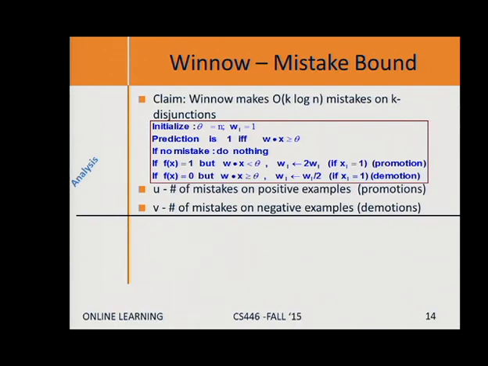In order to count how many mistakes, I'm going to split the count into two parts. The first one, I'm going to count how many mistakes it makes on positive examples, how many promotions the algorithm will make, and then how many mistakes it's going to make on negative examples. The sum of this is going to be the number of mistakes the algorithm makes. So let's just do it. The first thing, I'm going to prove that u, the number of mistakes on positive examples, is bounded by k log n. So let's think about why this is true.